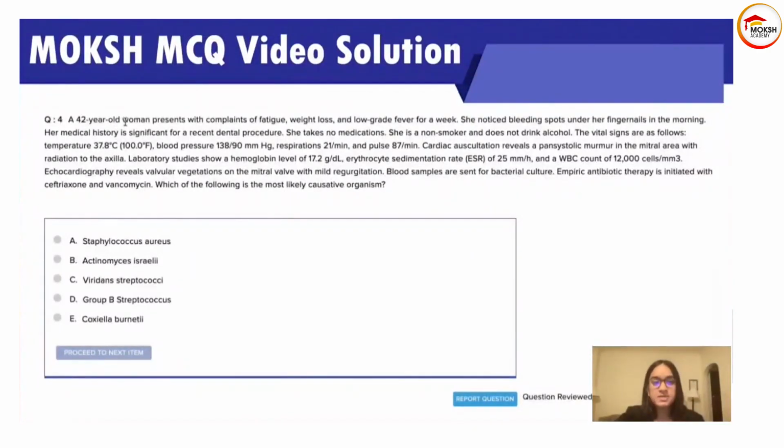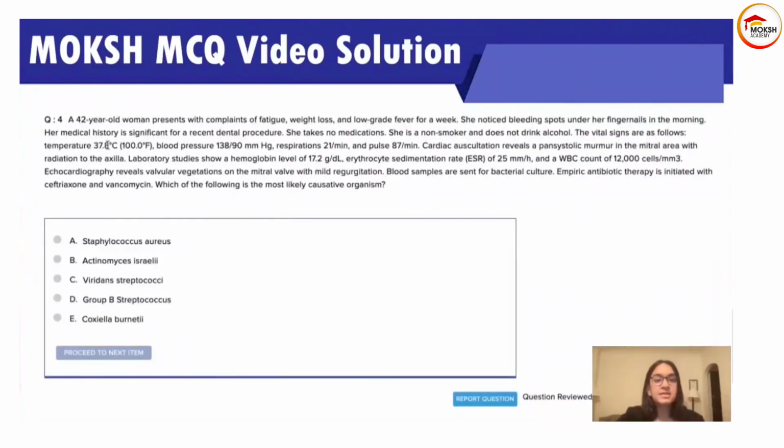42-year-old woman presents with complaints of fatigue, weight loss, low-grade fever for a week. She noticed bleeding spots under her fingernails in the morning. Her medical history is significant for a recent dental procedure. She takes no medications. She is a non-smoker and does not drink alcohol.